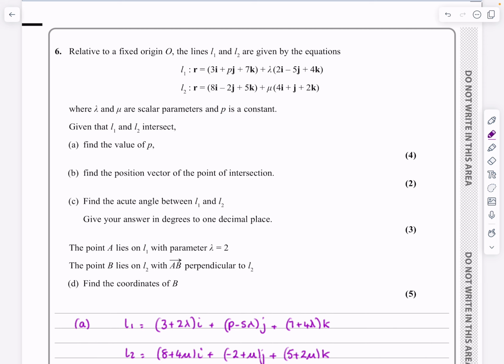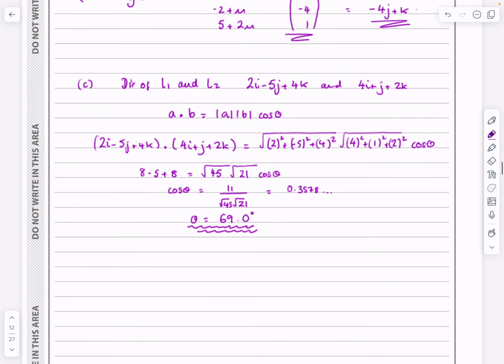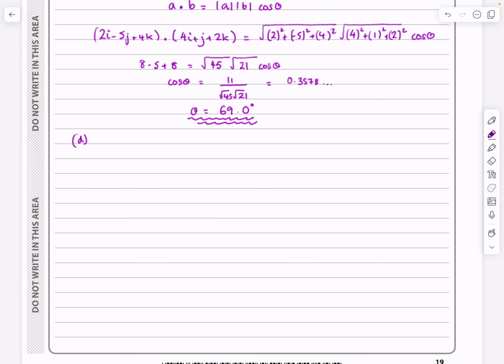Point B lies on the line L2 with AB perpendicular to L2. Okay, so if I've got two lines that are perpendicular, and these are A and B, what I know then is that's 90 degrees there, A dot B will be equal to 0. In this case, one of my lines is OA and my other line is AB. So I've got to find what OA and AB are, and then we'll do all of that.